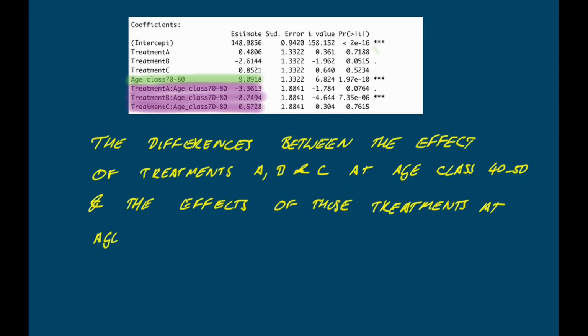So for treatment B, for example, the effect of giving treatment B in the younger age class is that the mean systolic blood pressure is reduced by 2.61. So the effect is minus 2.61. When you give treatment B in age class 70 to 80, the effect is that the systolic blood pressure is reduced by minus 2.61, the effect at the first factor level, minus 8.75. So overall, treatment B in age class 70 to 80 reduces blood pressure by over 10 points.